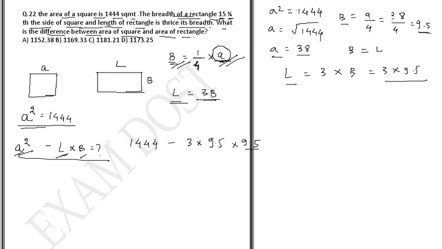If you solve this, 1444, if you multiply 3 and 9.5 and 9.5, you get a value 270.75, and if you subtract these two, you get 1173.25. So the calculation will be a little tricky. You have to practice.